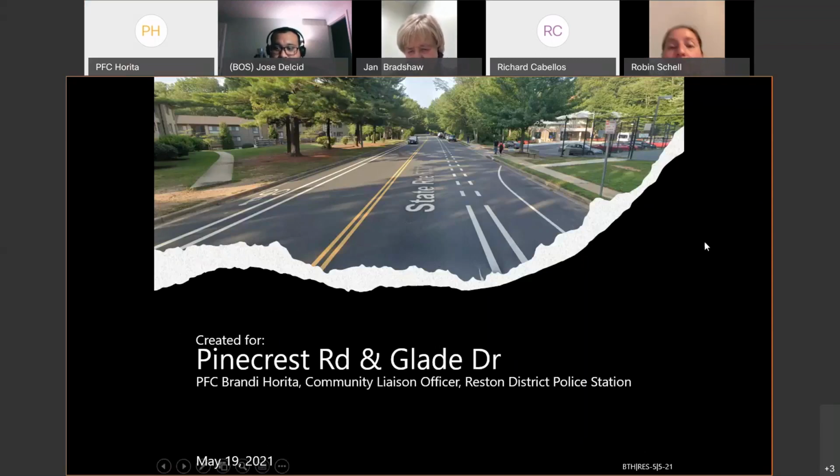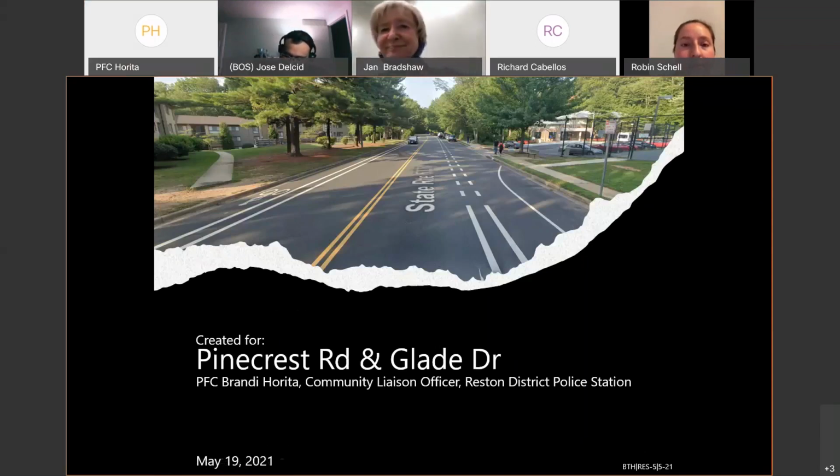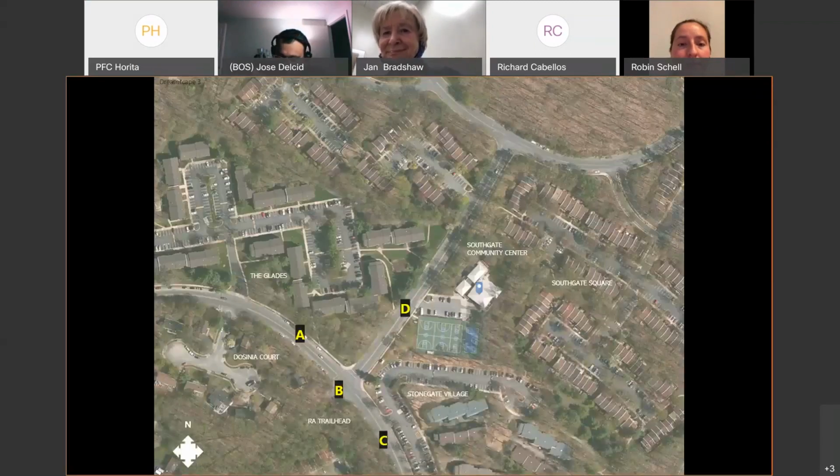Okay, so again, just to reorient everyone, I placed some pictures in a very quick PowerPoint, along with some steps that I've seen taken with many other community projects like this and community improvement projects. So again, we're looking at the Pinecrest Road and Glade Drive area. You can go to the next one. Thank you. All right, so here you see an overall map of the area.